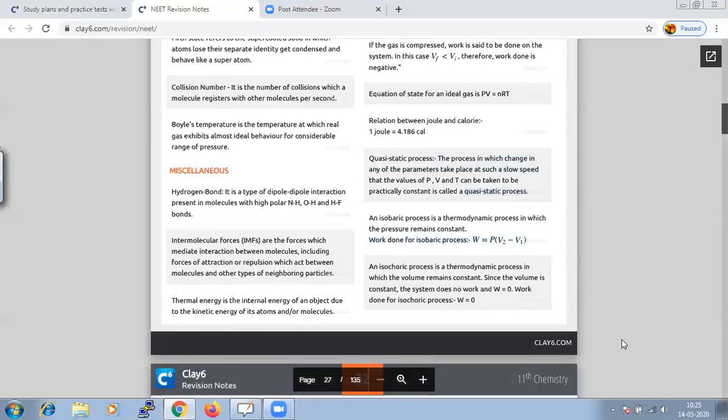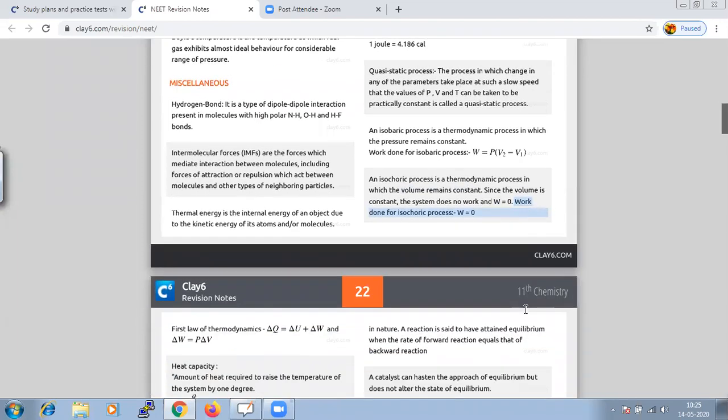And next, isochoric. So we know it is a process where the volume is going to remain constant. If volume is going to remain constant, of course the system will do no work. So the inference from that, once again a highlighted point to make a note: work done for isochoric process will be basically 0. It's very important to note that.